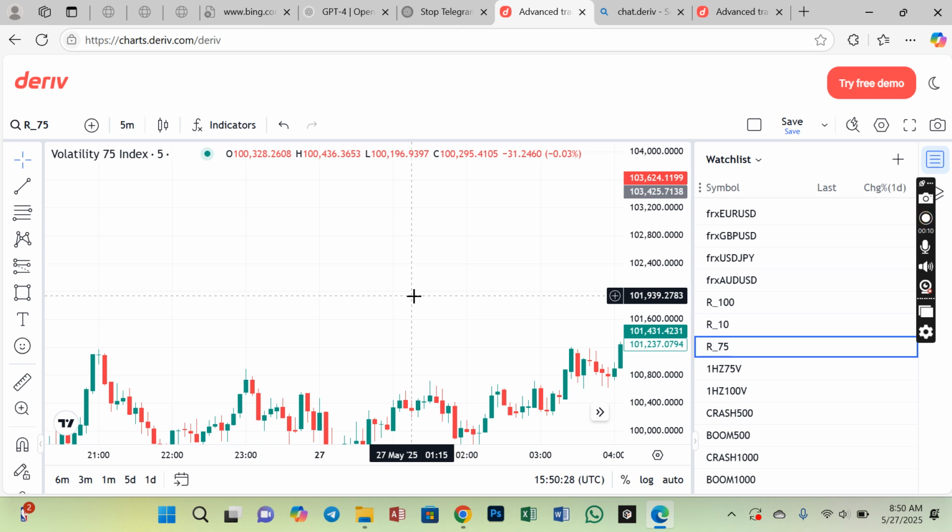Today we are going to be doing something very simple. We're going to be talking about how to spot order blocks. Right? How to spot order blocks.